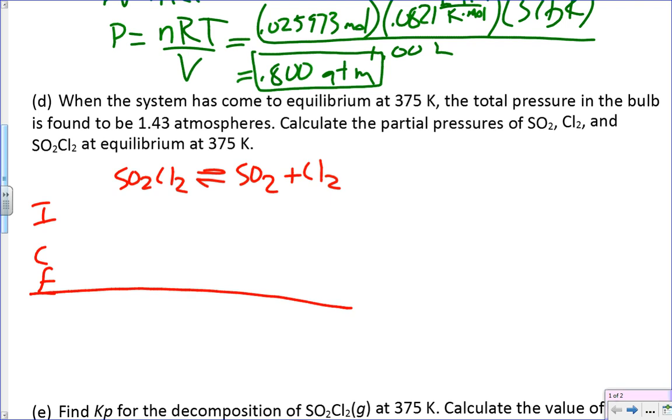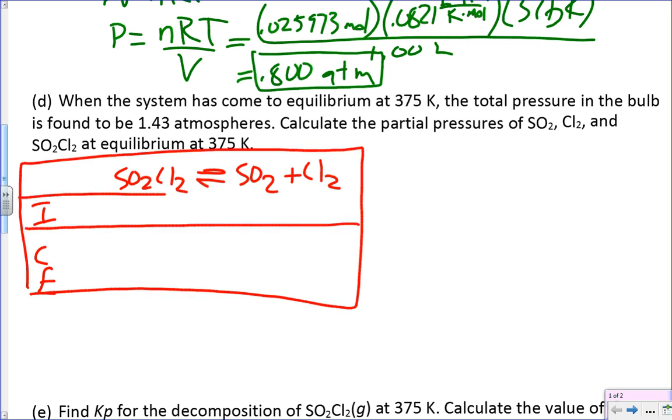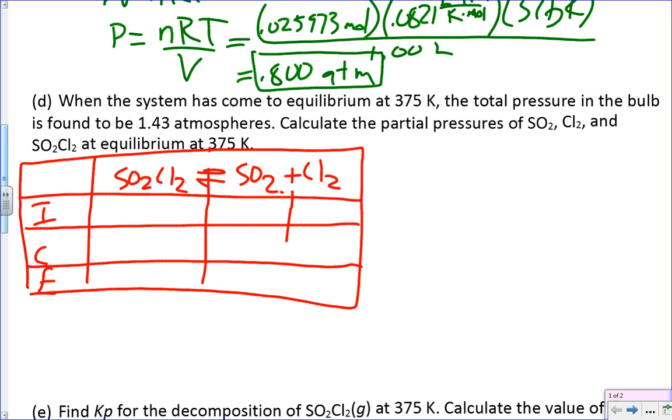And I'm going to make it pretty here by making an actual box so we can keep our data separate from each other. So we keep everything organized. And remember, we just use our balanced equation as our headings for our ICE box. Now, in the previous problem, we just figured out that our initial pressure was 0.800 atm of SO2Cl2. Now this is before any decomposition happens, so we know those both are going to be zeros.